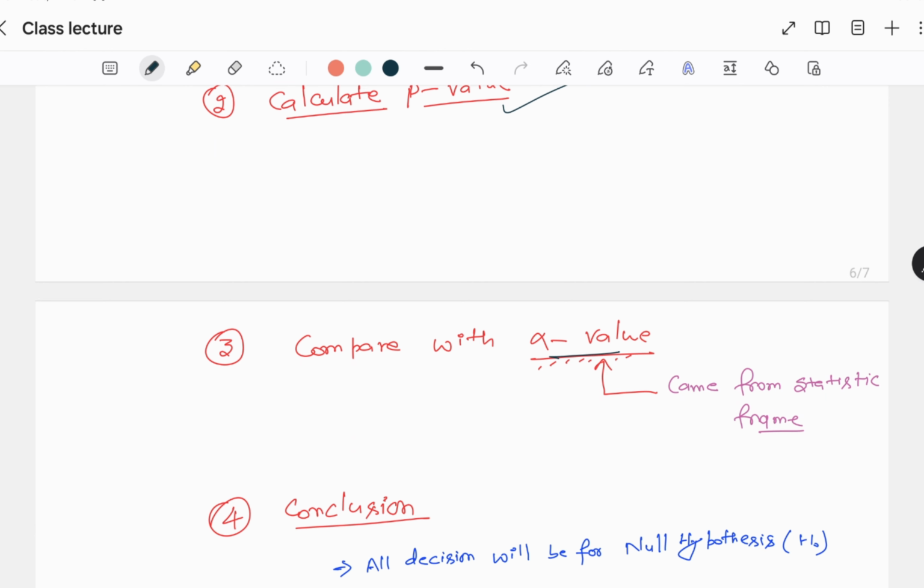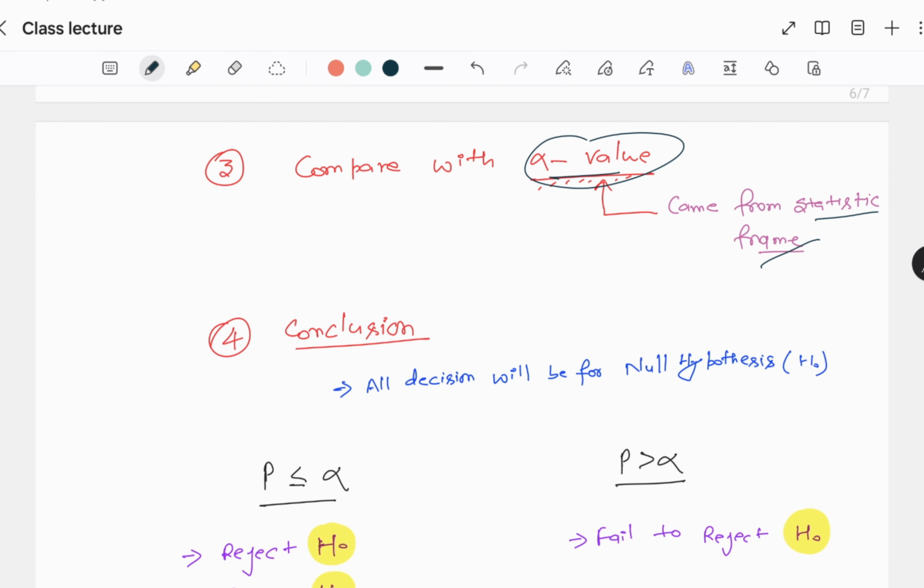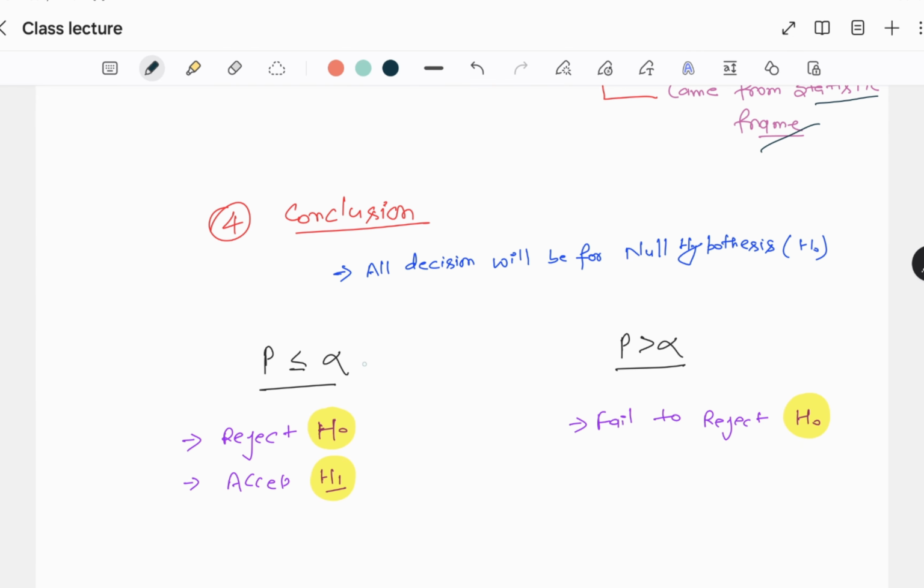Accordingly, we will calculate the p-value and compare it with the alpha value. The alpha value comes from the statistical framework and the p-value we get from the data. If the p-value is lesser than alpha, then we will reject H0 and accept H1. If the p-value is greater than alpha, then we will fail to reject H0. So the decision is made only for the null hypothesis.